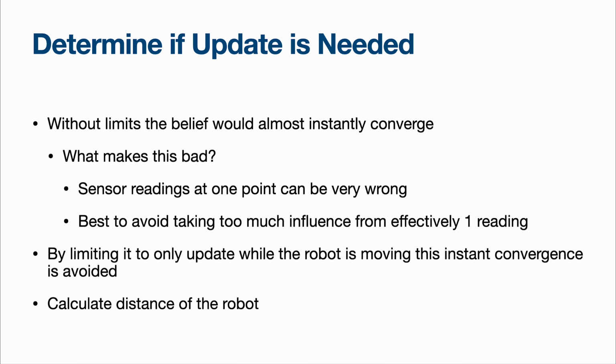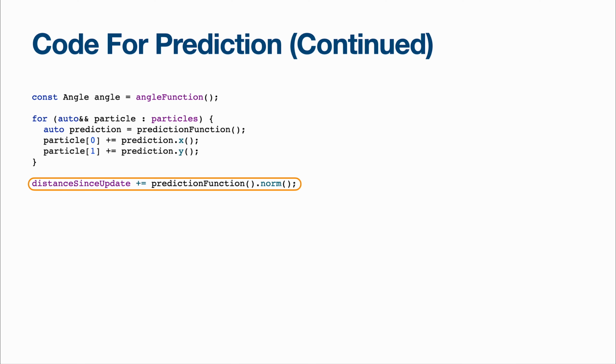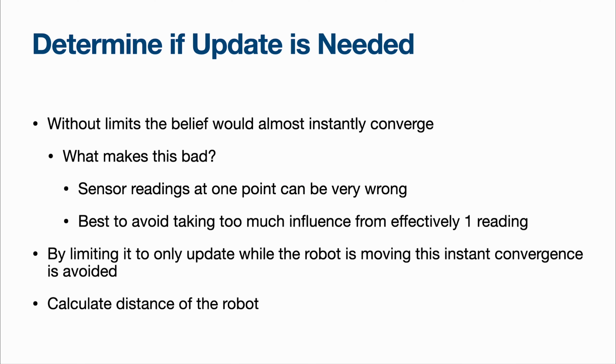So determining if the update is needed, this is a little bit of a wonky thing, but if you didn't do this, the robot will always be moving, so you could probably get away with it, but the belief would almost instantly converge if you stayed still. And this doesn't necessarily seem like a bad thing. Like if you're sitting still and you're getting good sensor readings, maybe converging is good. But this basically eliminates most of the variety that you had in your filter before. And maybe your sensor readings are wrong. Maybe it's sensing the pole or another robot. And I think that it's better to just avoid the influence from one reading on the robot.